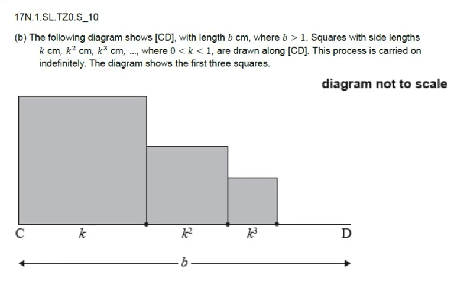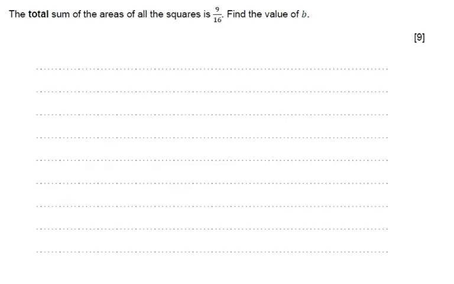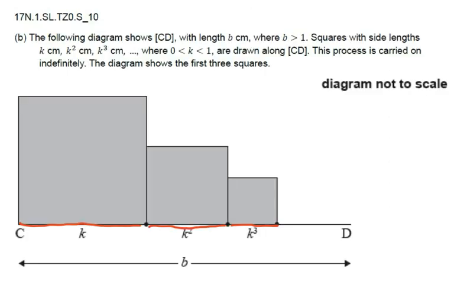So this is a sum to infinity question. So we've got squares which have lengths of k, then k squared, then k cubed, and that sequence continues indefinitely. And the further information you've got is the total sum of the areas of the squares is 9 over 16. And then you've got to find the length b, which will be the sum to infinity of the lengths.